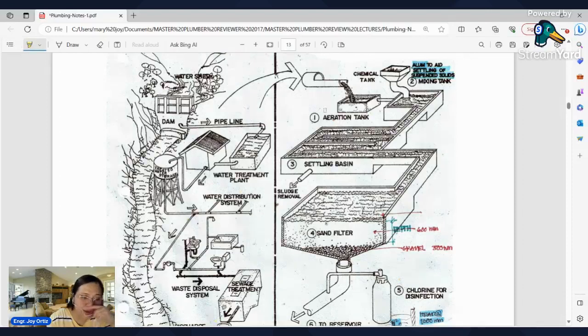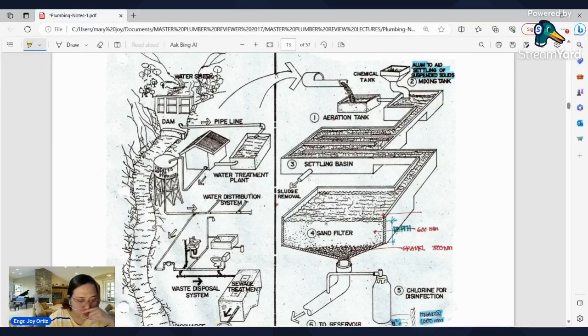Okay? This is one. First, napunta sa aeration tank. Then, after aeration tank, going to the chemical tank. Ito yung chemical, lalagyan natin ng chemical para magkaroon ng pagbabago. Aluminum to aid settling o suspended soil mixing tank. Okay? So, kanina, ito na yung coagulation.